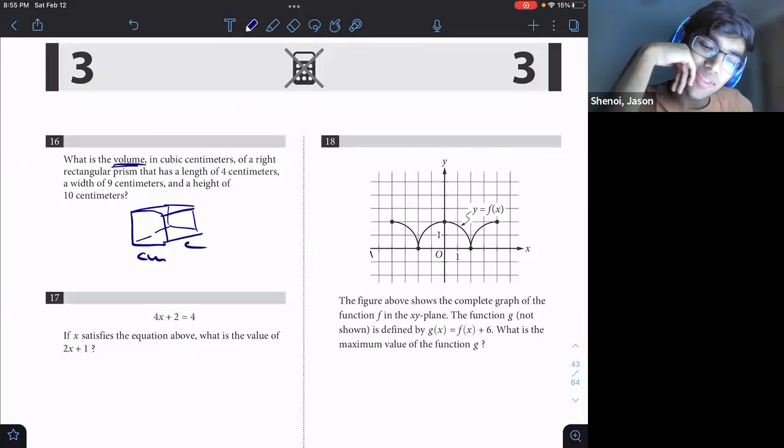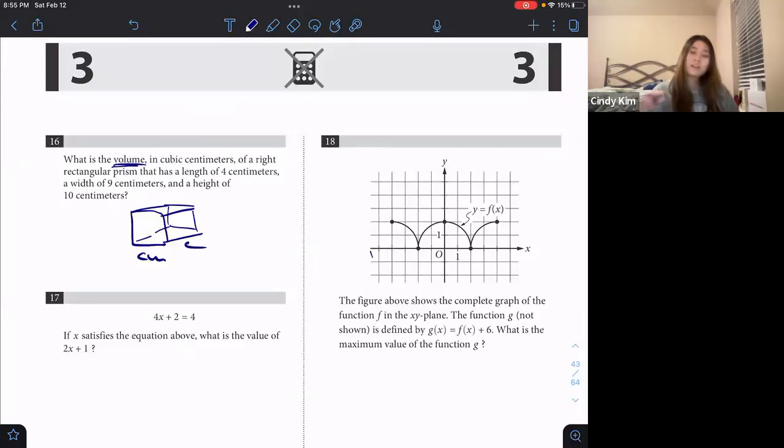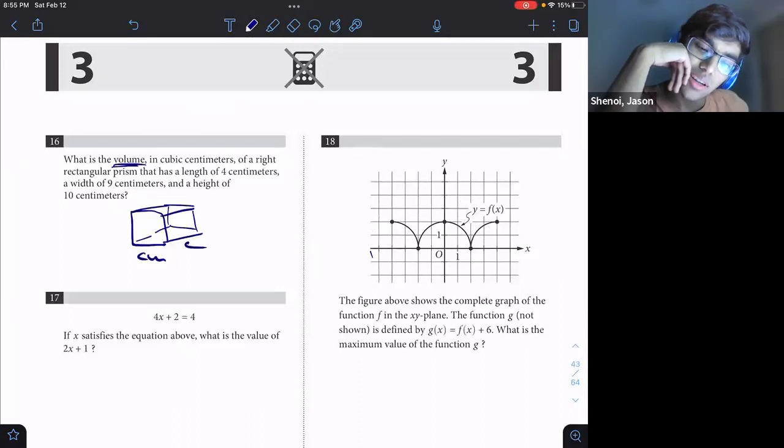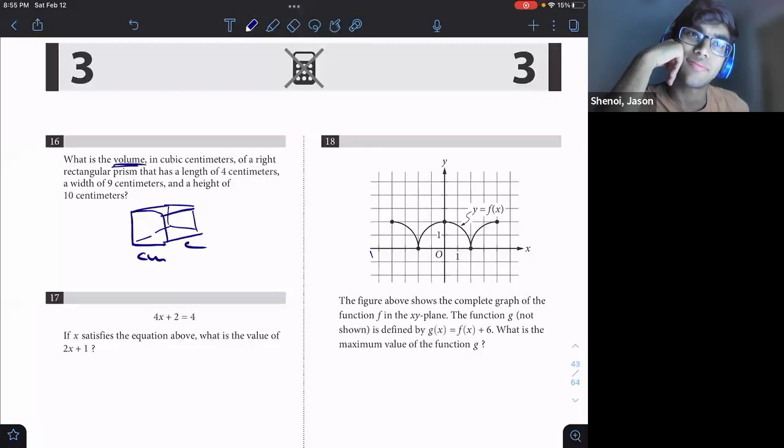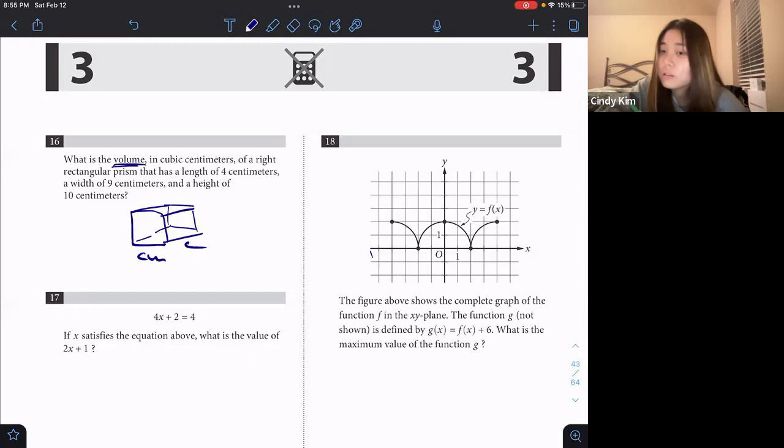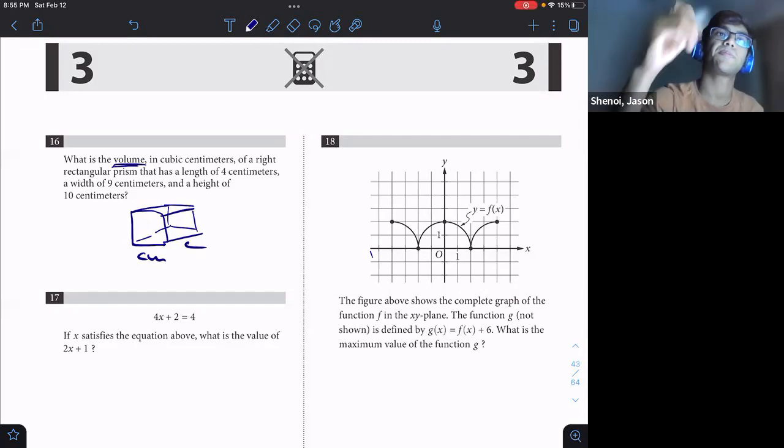Okay. The figure shows the complete graph. The function g is defined by g equals f(x) plus 6. What is the maximum value of the function g? So first of all, what's the maximum value of the function f? 2. So what is f of x?